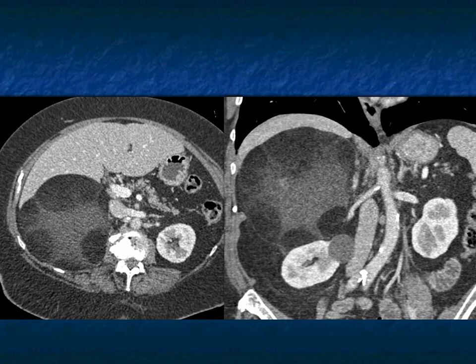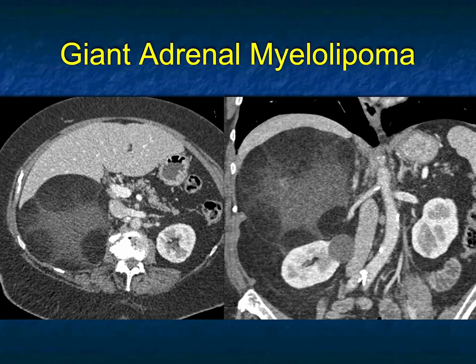So think about it again, liposarcoma, myelolipoma of the adrenal, and this was a giant adrenal myelolipoma. Myelolipomas can be small, a centimeter even, can be multiple, can have minimal fat with coarse calcification, and can be large like this with blood. Just a really nice example.